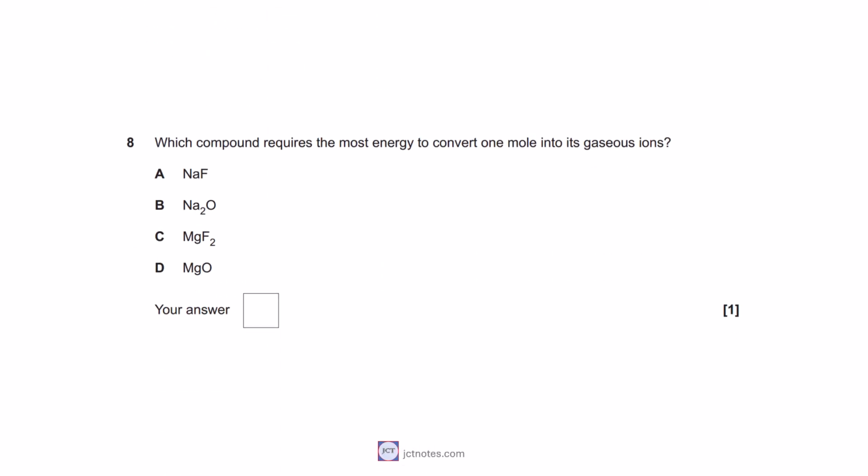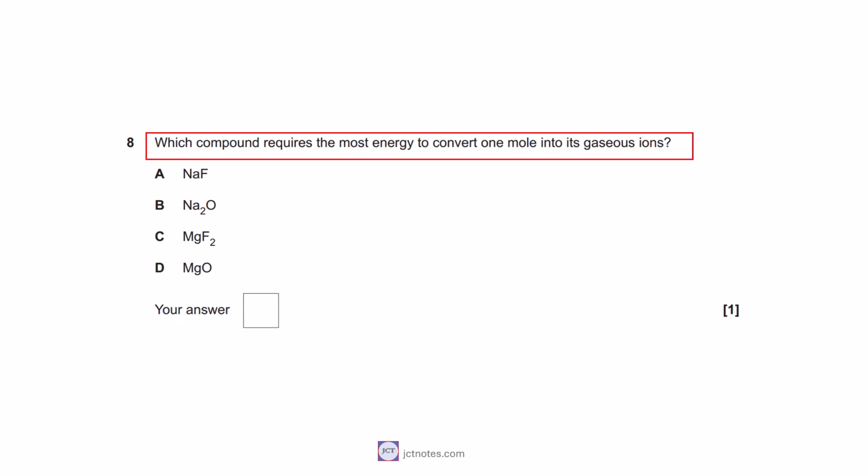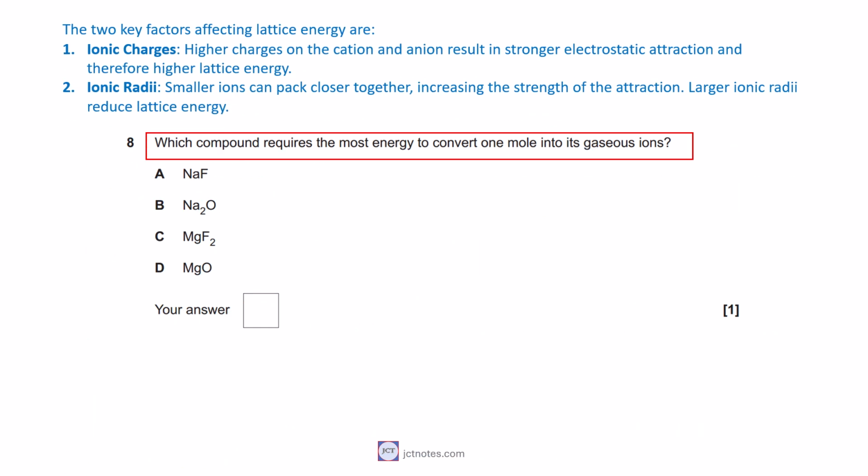In question 8, we are asked which compound of the four provided requires the most energy to convert 1 mole into its gaseous ions. All the compounds listed are ionic solids. To break them into their gaseous ions, we need to overcome their lattice energies. The two key factors affecting lattice energy are ionic charges and ionic radii.